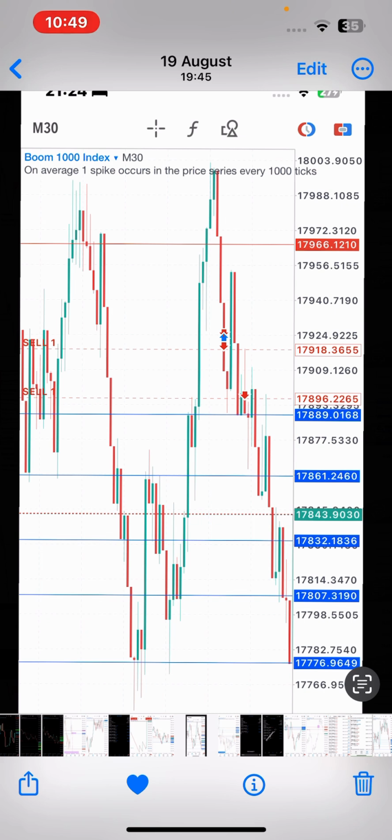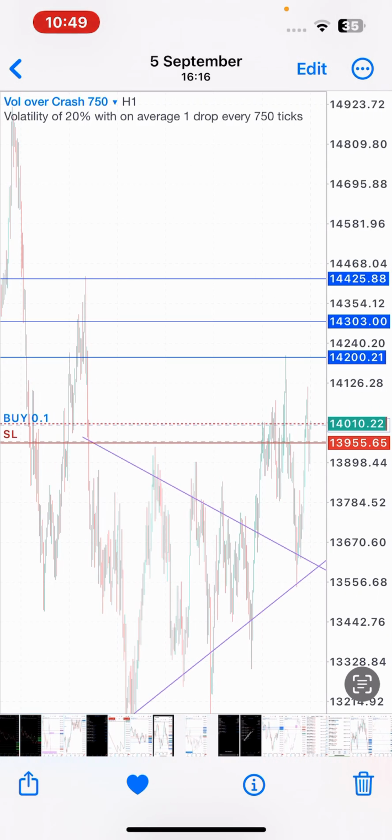So you see, these are some analyses. Remember, we are talking about analysis. The reason we have all these lines on the chart is based on the analysis we are making.